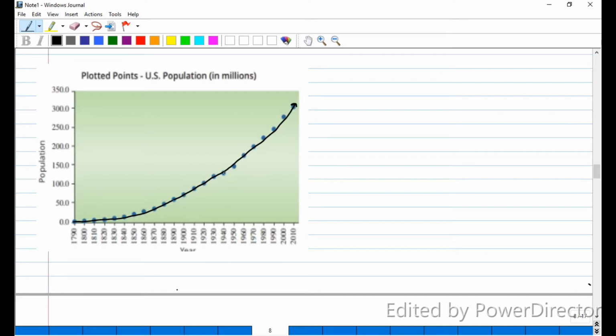You can see a dip here, like not as many people here. What do you think happened there? World War II? Probably one of the reasons why.